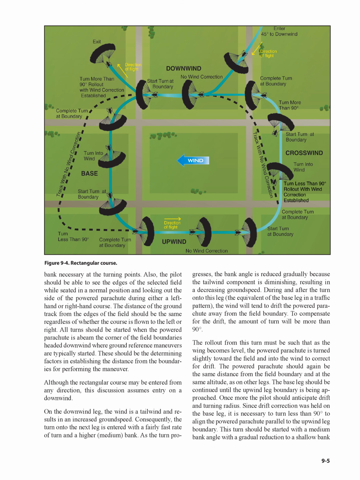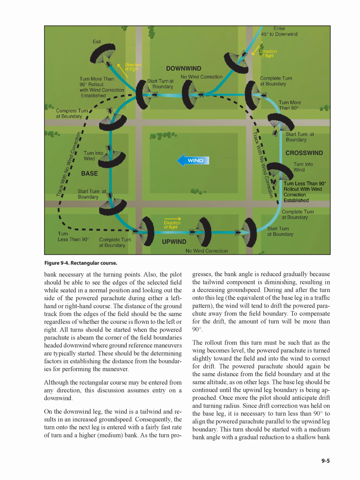To compensate for the drift, the amount of turn will be more than 90 degrees. The rollout from this turn must be such that as the wing becomes level, the powered parachute is turned slightly toward the field and into the wind to correct for drift. The powered parachute should again be the same distance from the field boundary and at the same altitude as on other legs. The base leg should be continued until the upwind leg boundary is being approached.